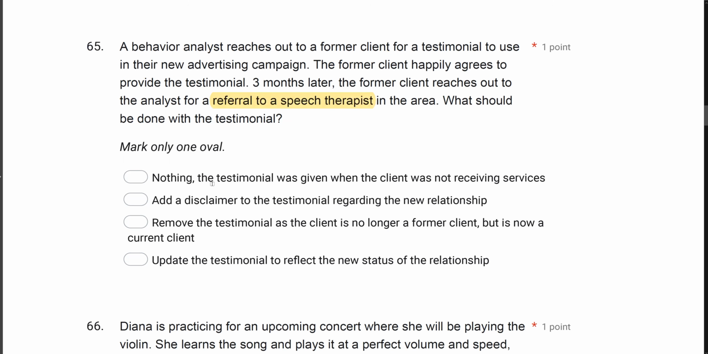So what should be done? A, nothing. The testimonial was given when the client was not receiving services. Yeah, so far it's okay. Just because they're giving a referral, that doesn't change the relationship. They're still a former client.